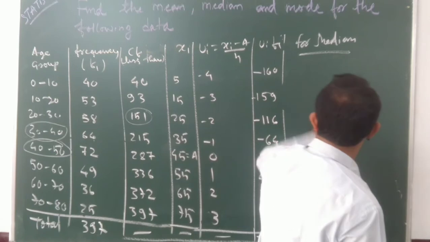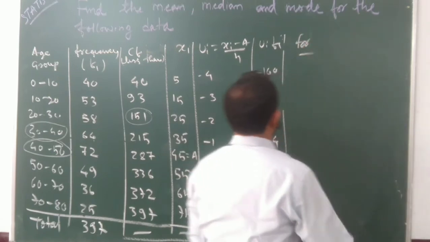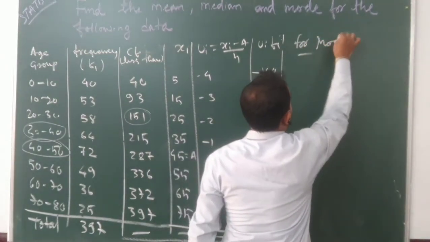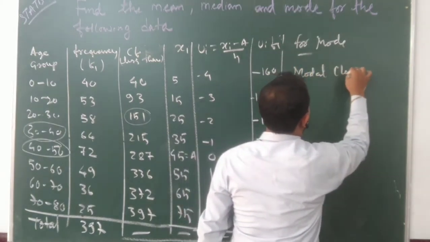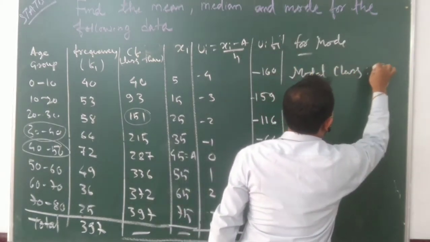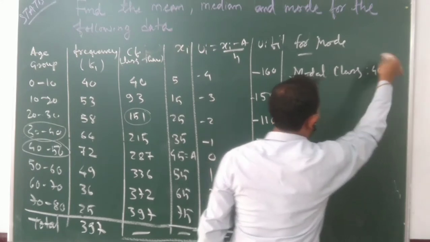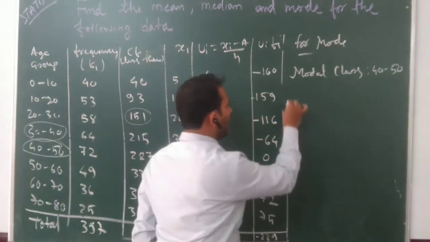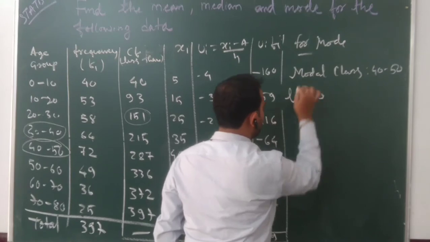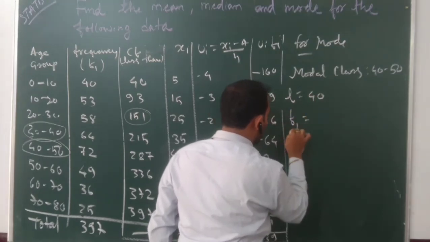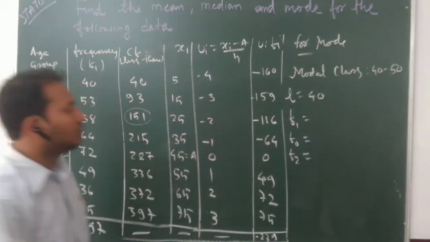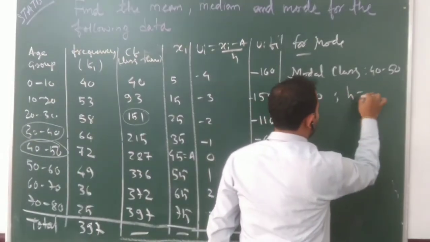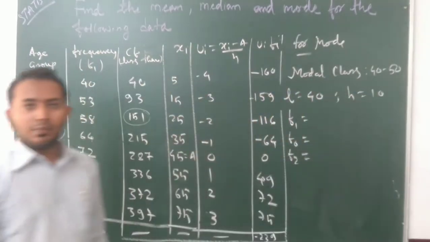Now we will proceed to the mode. The headline will be for mode, and first we need the modal class. The modal class is 40 to 50. If this is your modal class, that means your L is 40. And f1, f0, f2, we need these values. H we already have from before.